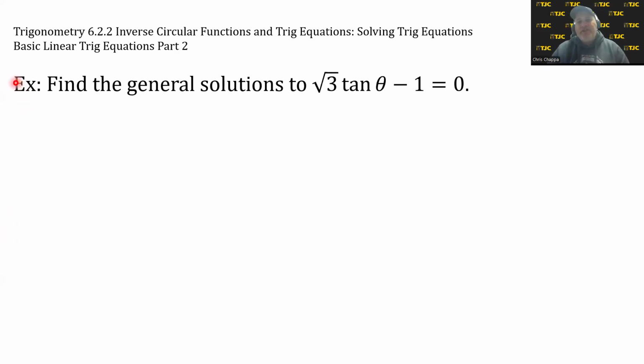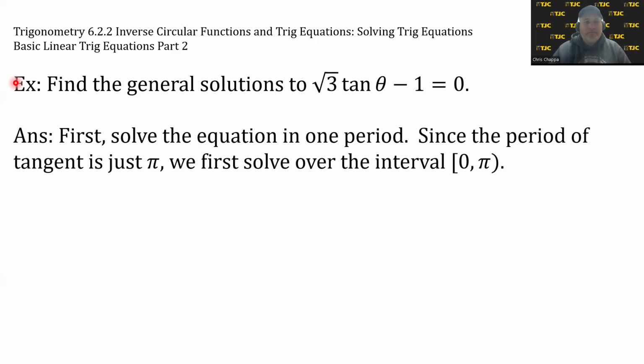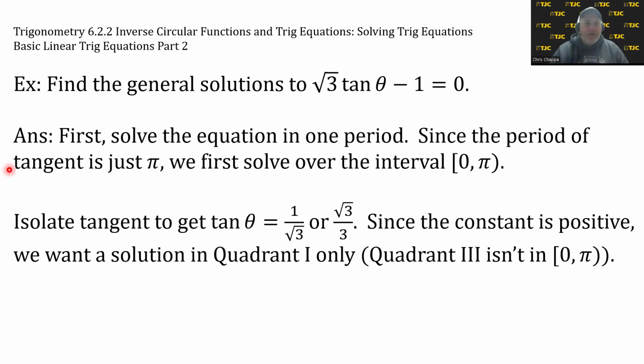For example, let's find the general solutions to square root of 3 tangent theta minus 1 equals 0. Think about how you would start. First, solve the equation in one period. Since the period of tangent is just pi, not 2 pi, we first solve over the interval 0 to pi. If we isolate tangent of theta, we get tangent of theta equals 1 over the square root of 3, or if you rationalize the denominator, square root of 3 over 3.